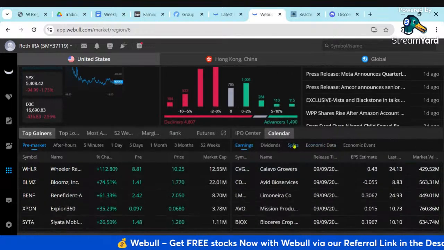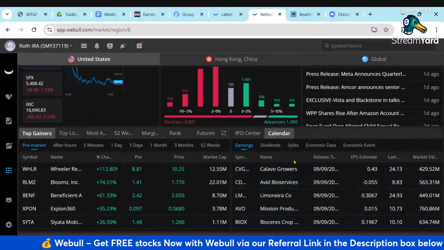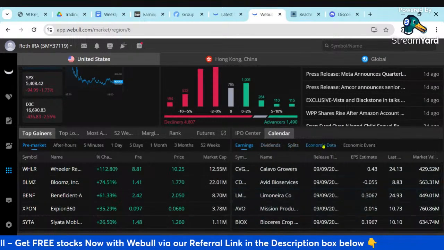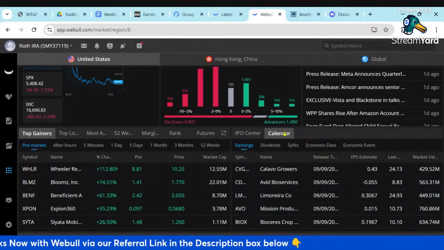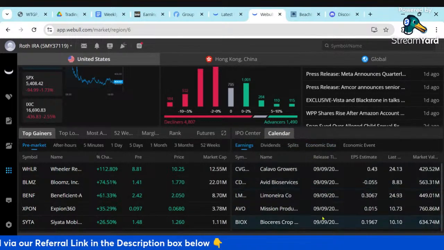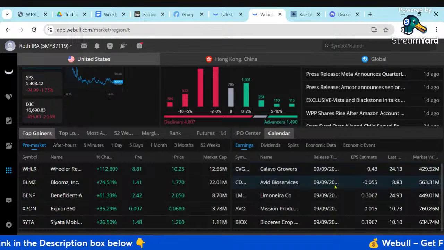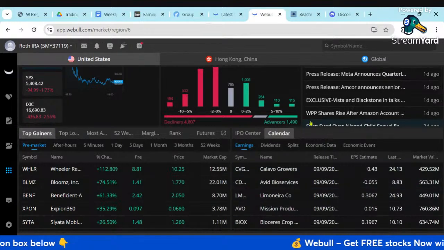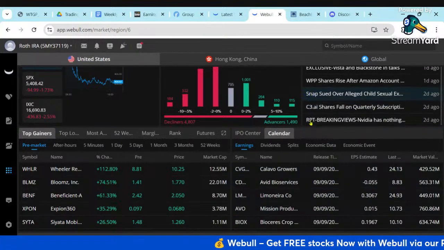Quick reminder, you can see the near-term earnings calendar as well as dividends, splits, etc. in the calendar section in Webull. Again, a great place to see what earnings are upcoming in the very near term in the market screen in Webull.